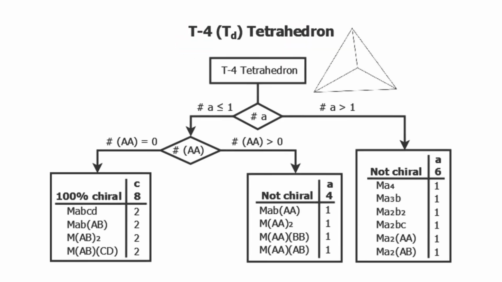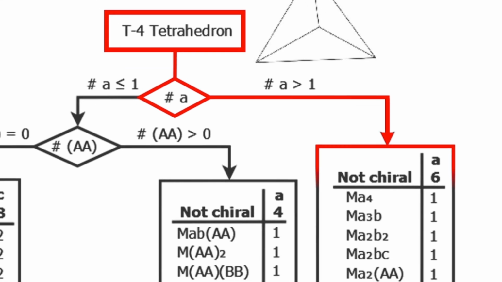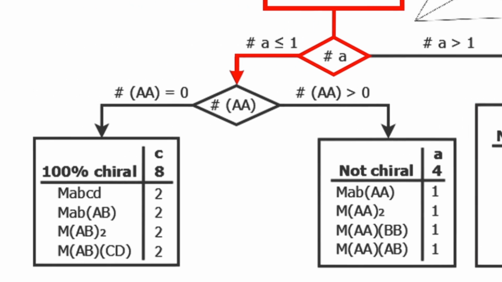Let's start with coordination number 4, the tetrahedral geometry, which you already know from organic chemistry. The decision tree here has just 2 levels. First question: how many units of the most abundant monodentate ligand, labeled A, are present? If more than one, the complex is not chiral. This matches the rule you know: 2 identical substituents remove chirality. If A is 1 or 0, we ask a second question. Is there a symmetric bidentate ligand, type AA, in the coordination sphere?